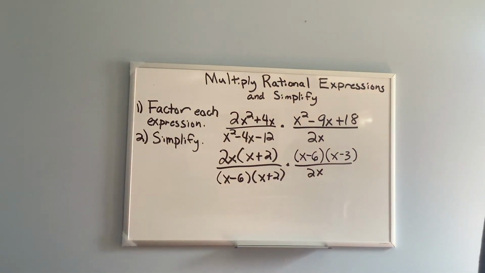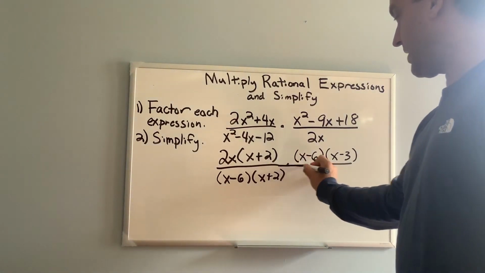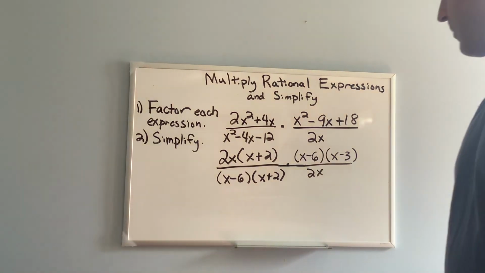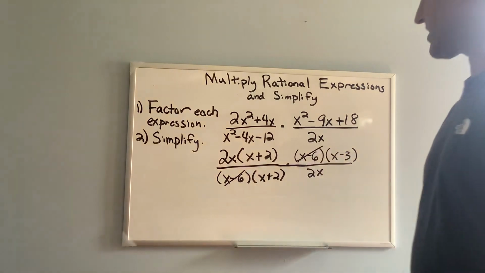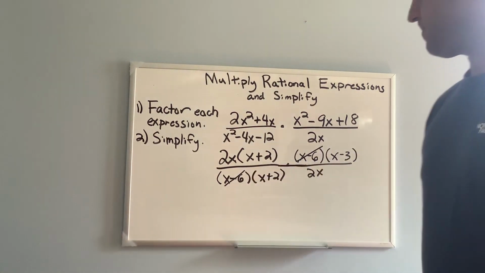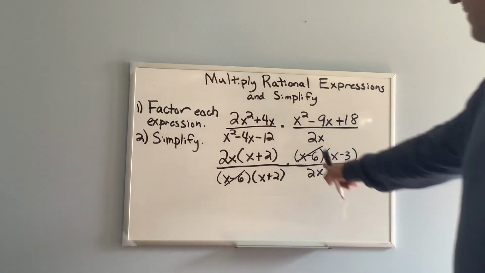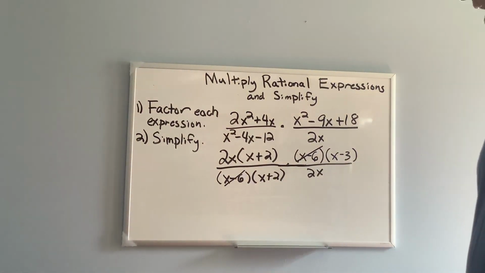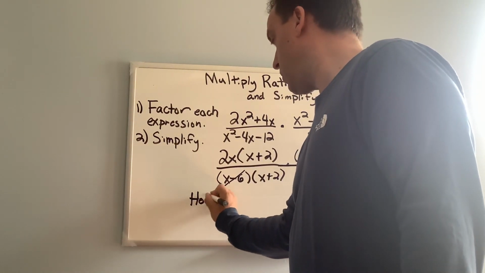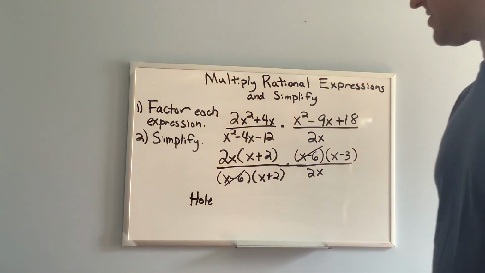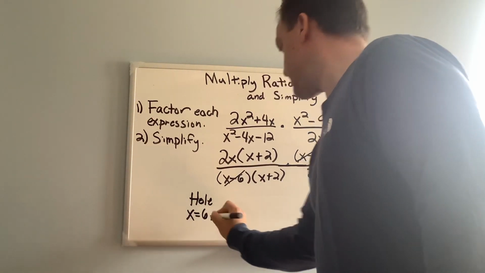And now what I need to do is simplify. So we can think of this as one big numerator, one big denominator. I notice here I have an x minus 6 and an x minus 6, so I can cross those out. Also, I'm going to note if I cross one out of the numerator and the denominator, that would tell me there is a hole when x minus 6 is 0, so there's a hole at x equals 6.